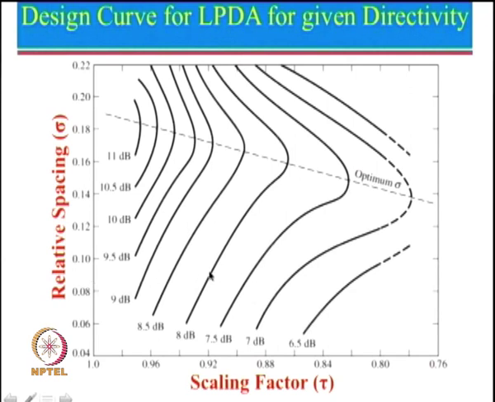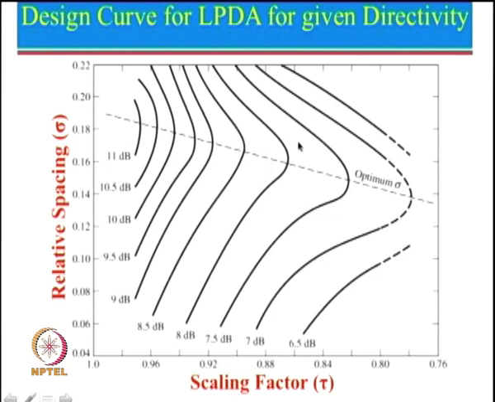You can choose this point, but that is not optimum. But if you choose this point here and draw the vertical line, that gives us a tau value close to 0.86 or so, and if I draw the horizontal line, that will be around 0.16.